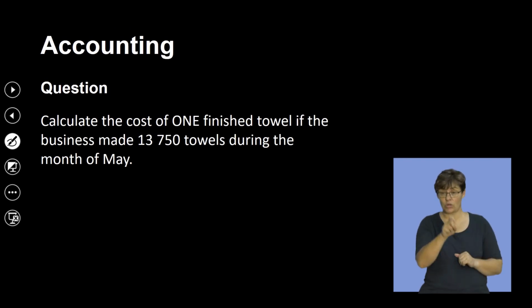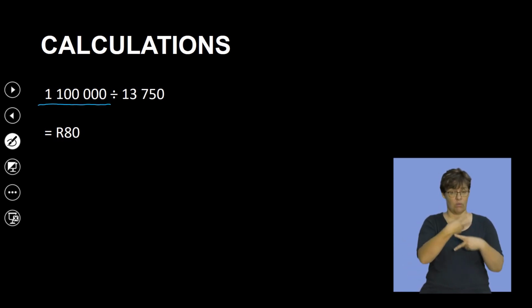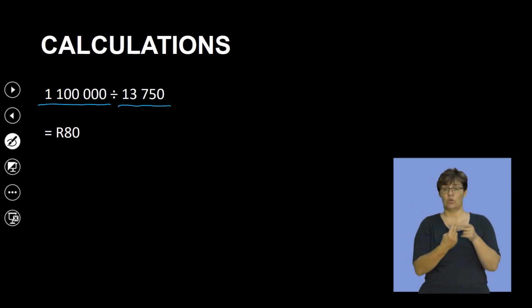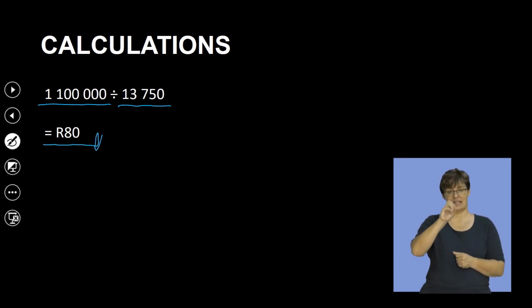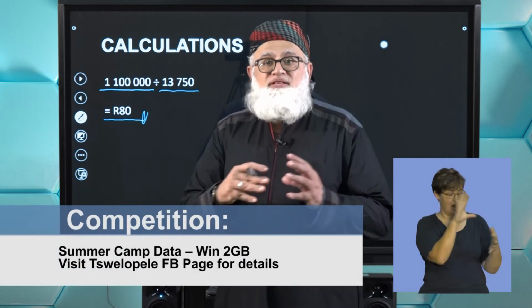Okay? And I think the last question we had to do here was calculate the cost of one finished towel if we manufacture 13,750, and there obviously you'll take your cost of production, which was 1,100,000, divided by the number of units that you had produced, to give you a unit cost of 80 rand per towel. So clearly, guys, you can see it is important to understand the link between these accounts.